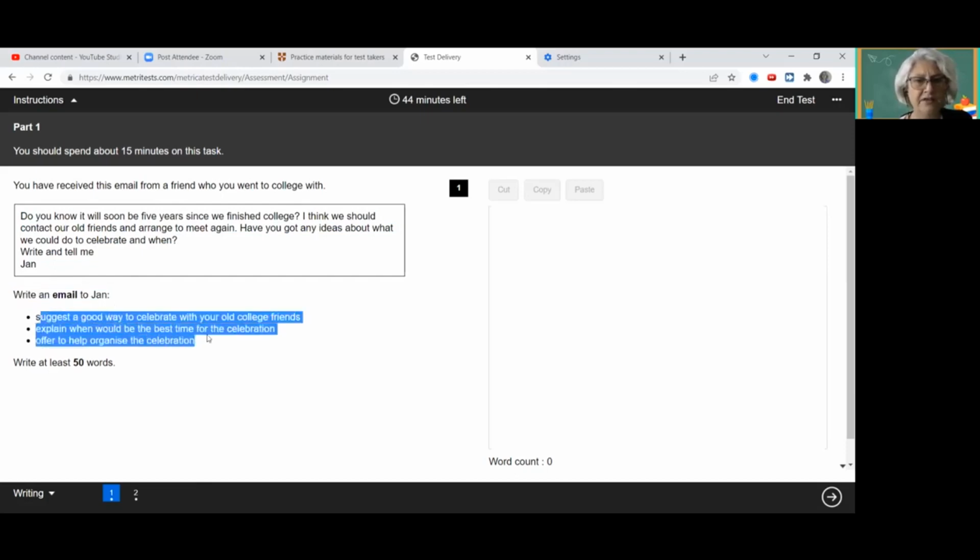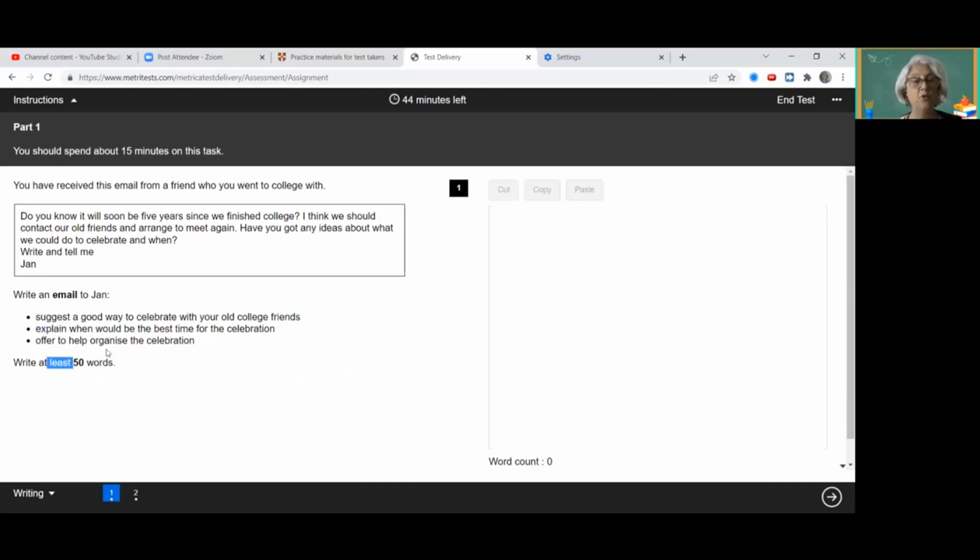And they're telling you here what you could write about. Suggest a good way to celebrate with your old college friends, explain when would be the best time for the celebration, and offer to help organize the celebration. You have to write at least 50 words, minimum 50 words.